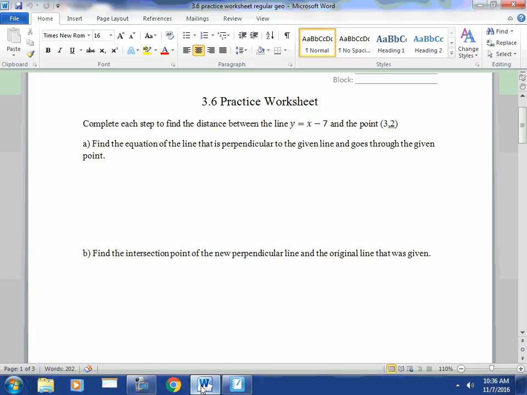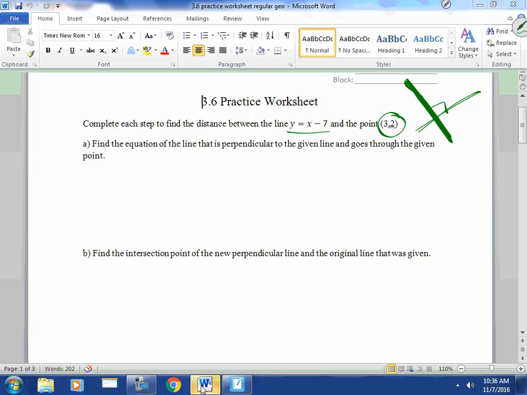So notice what the directions are going to ask us to do. They're going to give us a point, and they're going to give us a line in slope-intercept form, and they're going to ask us to find the distance between that point and that line. So what we're going to have to do is, we're going to have some line and some point, and what we need to do is we need to find what's perpendicular to this line and find that perpendicular slope, and then find the equation of the line with that new slope through the point they gave us.